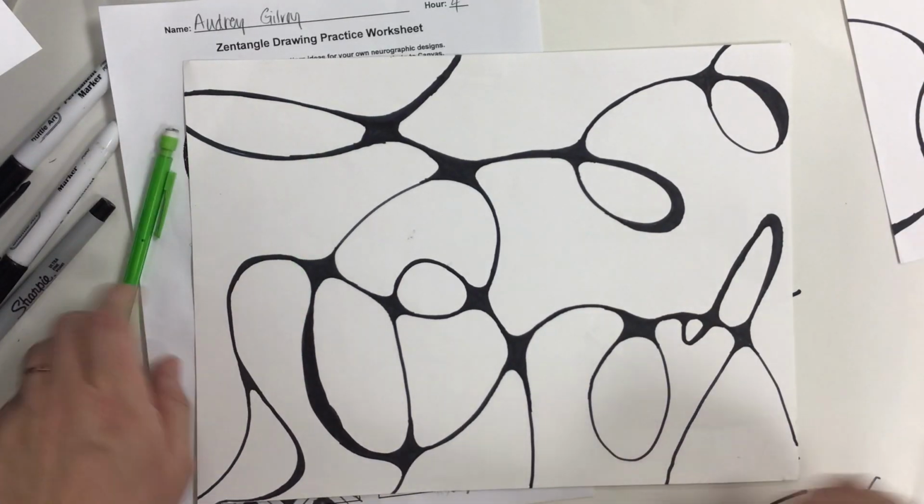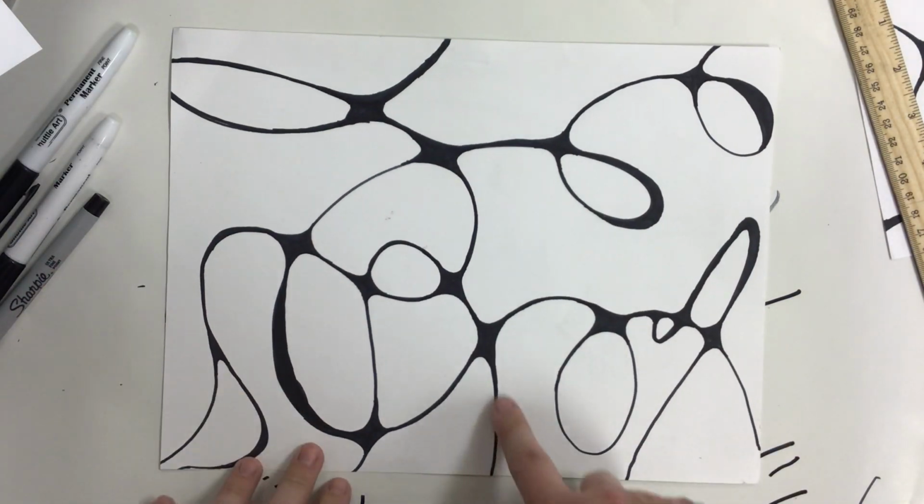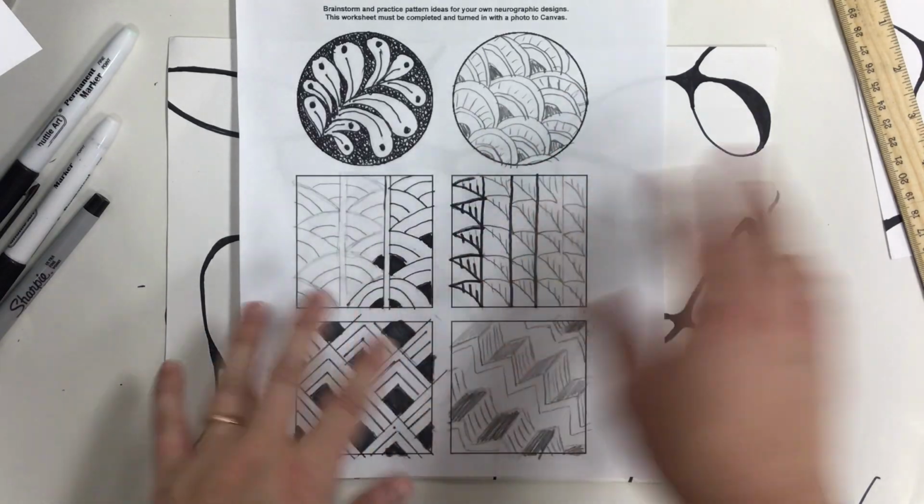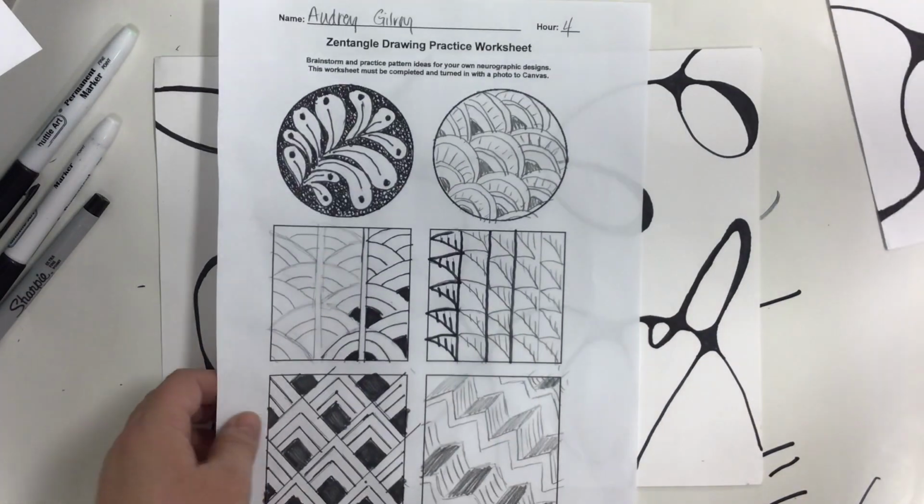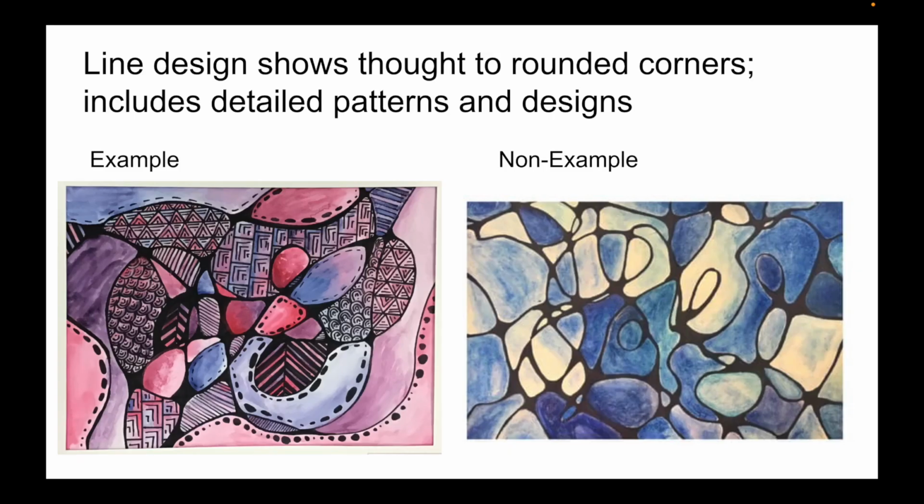Okay, so we are at the step where we have rounded our corners and we have practiced our patterns, and so now we are ready to add our patterns to our design. Before we dive in, let's take a look at the grading criteria for patterns. Remember, this is a non-objective artwork that features a line design with rounded corners, and it should include a variety of detailed patterns and design.